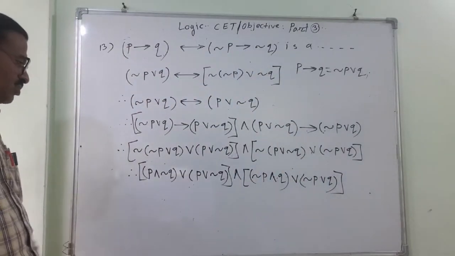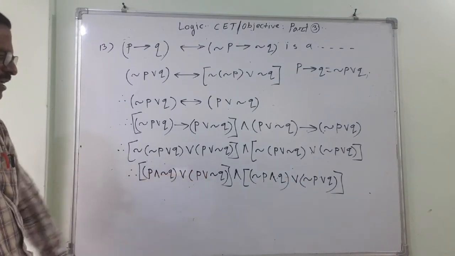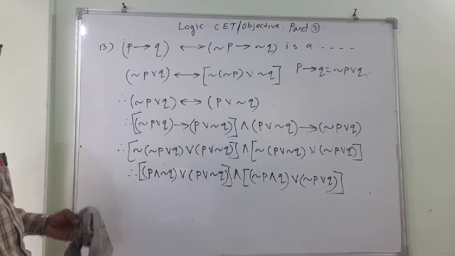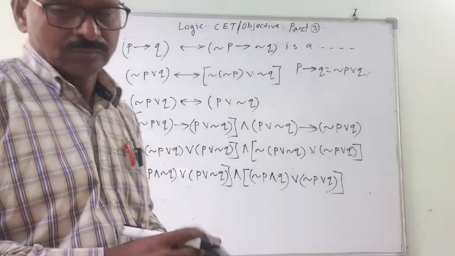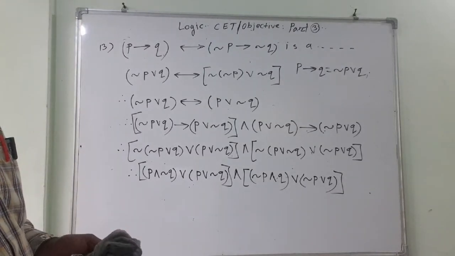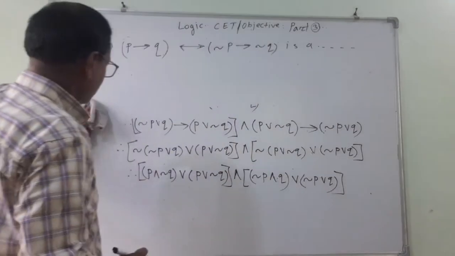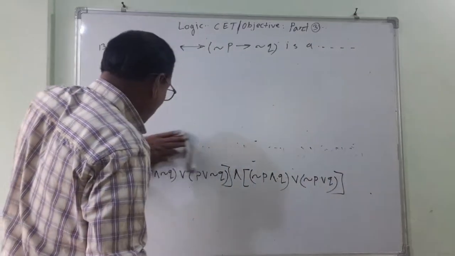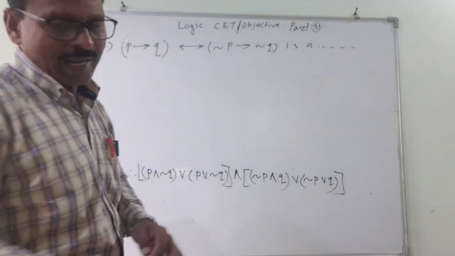Now instead of going on solving this, P and negation Q or P or negation Q, instead of going on solving this circuit, I will try to analyze what the result would be. So I hope you have written this all. Now I will construct its circuit and try to analyze.